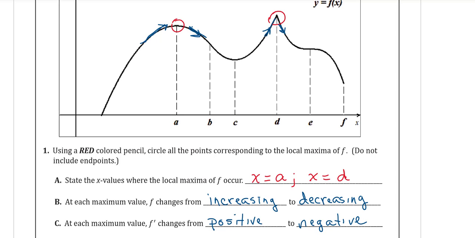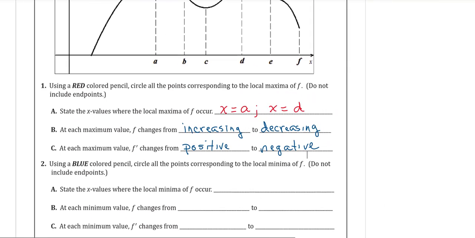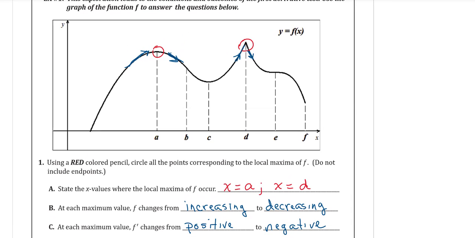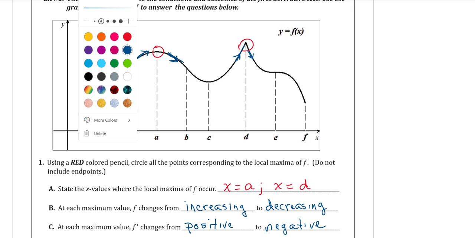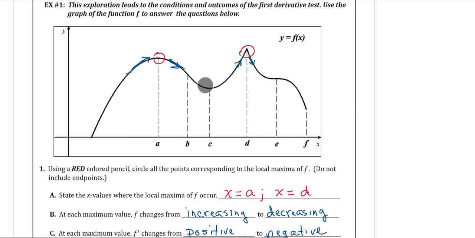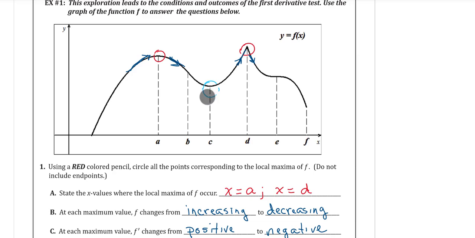There isn't a part D, we're going to number 2. Number 2 now says, use a blue colored pencil, circle all the points corresponding to the local minima of f. Do not include the endpoints. And we're going to do the same kind of thing. So let's look at the graph first, then we'll fill out the answers here. Okay, so using a light blue, we have one spot, and that's here at x equals c, where we have a local minima.